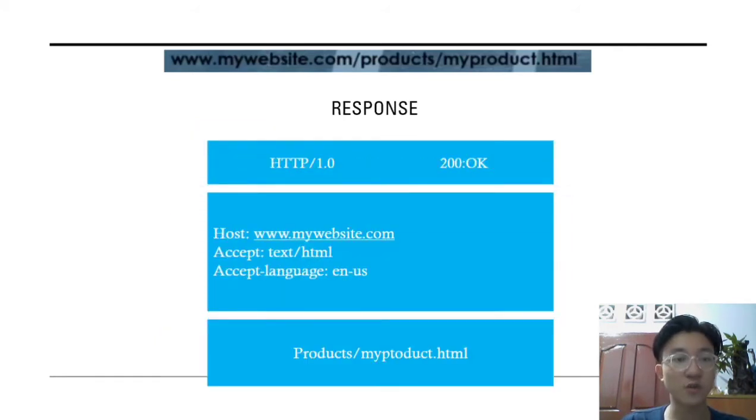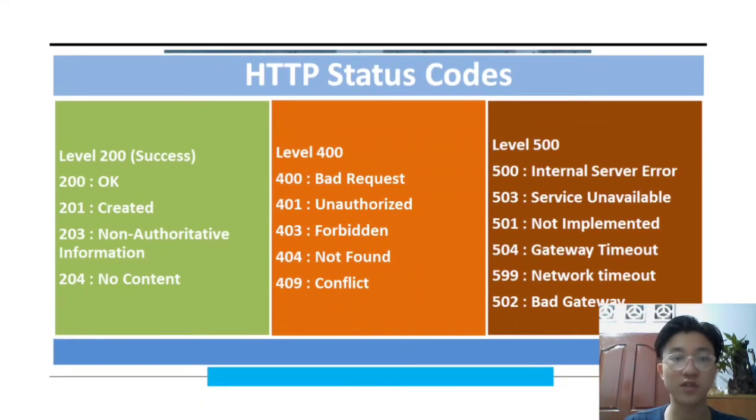Next one is the response message. This is the HTTP version, and this is the status code. The header is the same as in the request message, and the body consists of the file that is requested. And here's an example of all of the status codes.